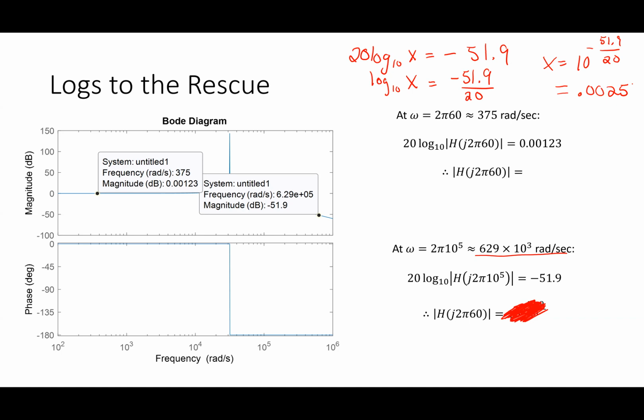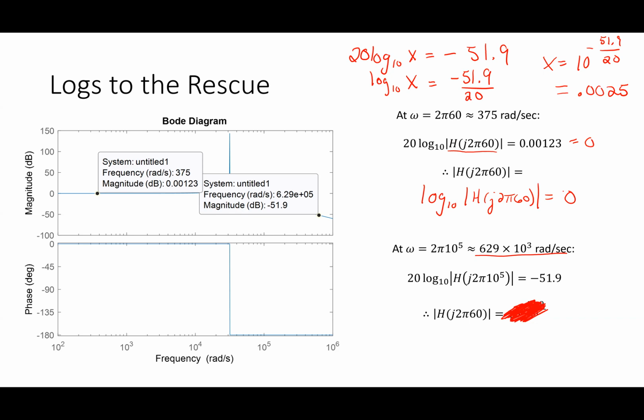Now, if I look at the top here, so I said it's 60 hertz. The magnitude on this logarithmic scale is 0.00123, which I'm going to say is 0. Okay. What would that be? If I took the magnitude, so if I want to solve for this value here, what would I do? I would divide both sides by 20. And I would say the log base 10 of whatever I'm solving for is equal to 0. What's that thing I'm solving for?